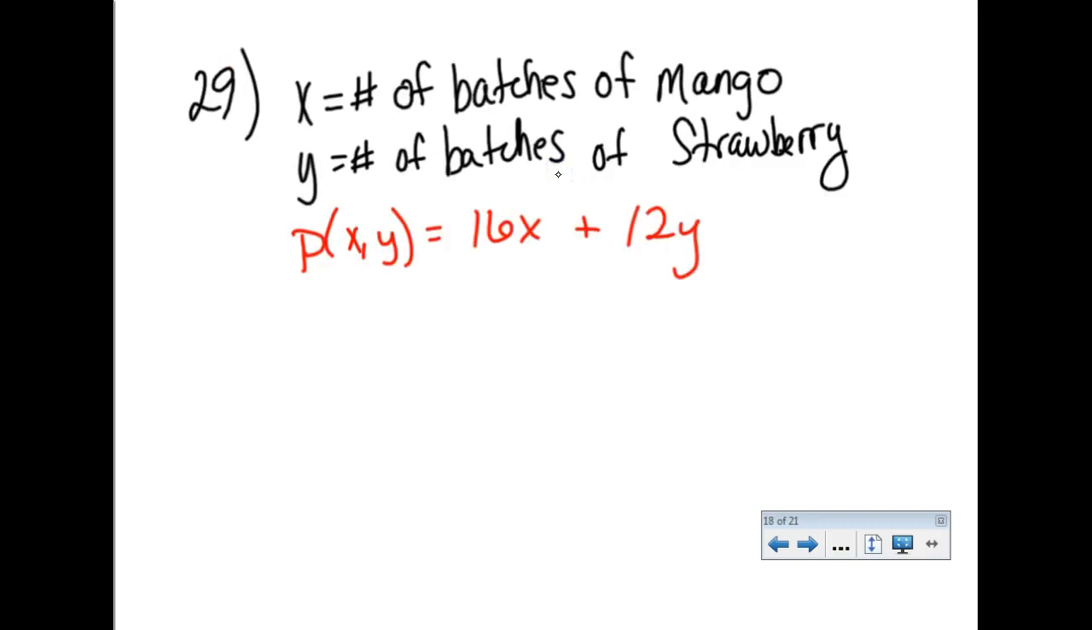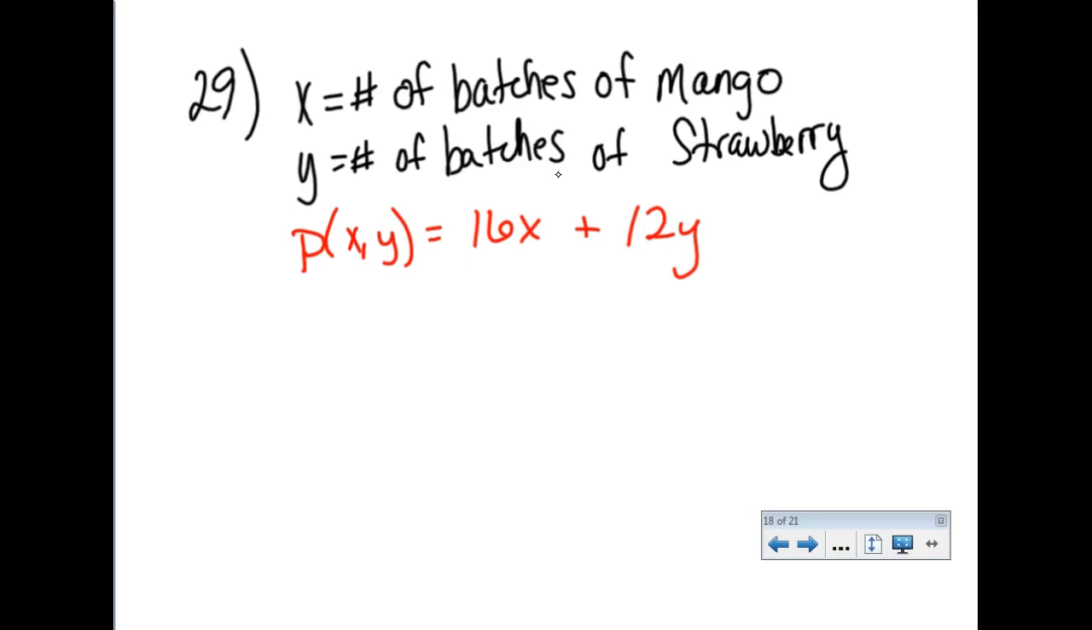So I'm going to give you a little bit of guidance on 29. I think it's important to start with what your variables represent. And it's kind of hard to figure out what exactly they want you to solve for in 29, but they're looking for the number of batches of each type of juice, or whatever they're making here. So X is the number of batches of mango, is just what I went with. And then Y is the number of batches of strawberry.